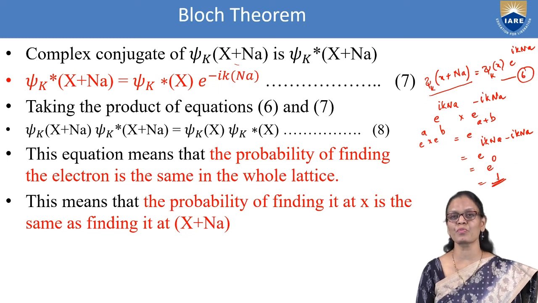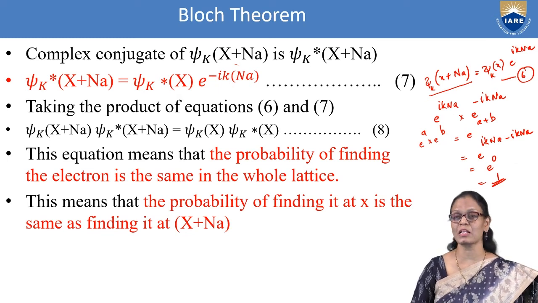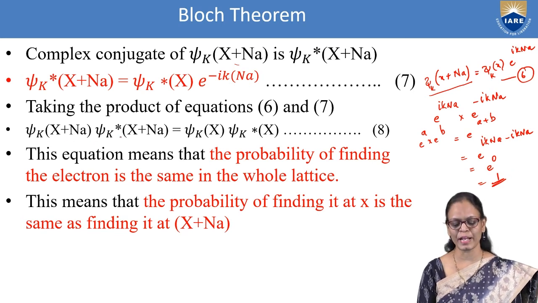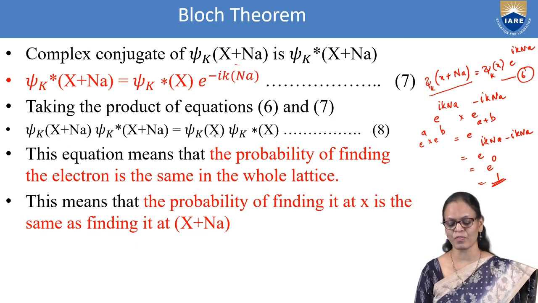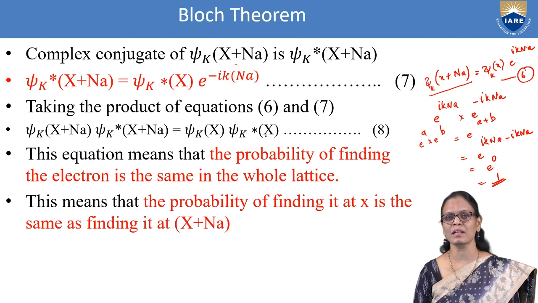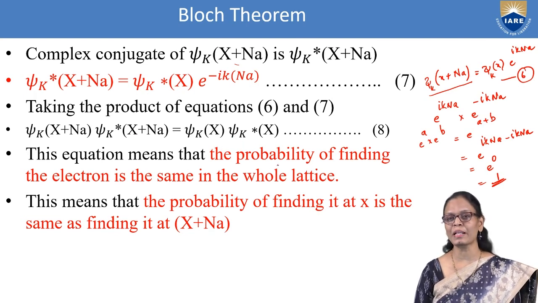So what we are left with is, because these two terms e power ikNa and e power minus ikNa, after taking the product, when you multiply, you are getting 1. So psi k of x plus Na into psi k star of x plus Na, multiplying it with its complex conjugate, is giving us psi k of x into psi k star of x. So what does this equation mean? The probability of finding the electron is the same in the whole lattice.